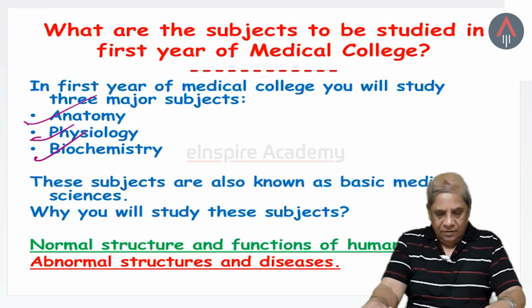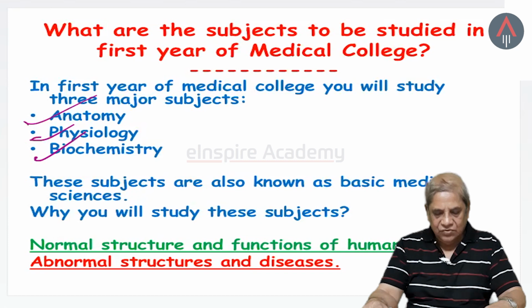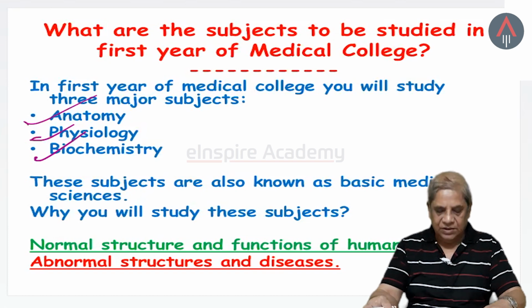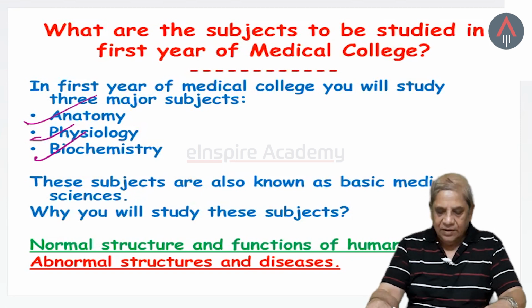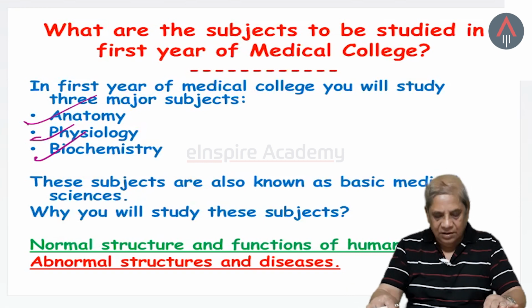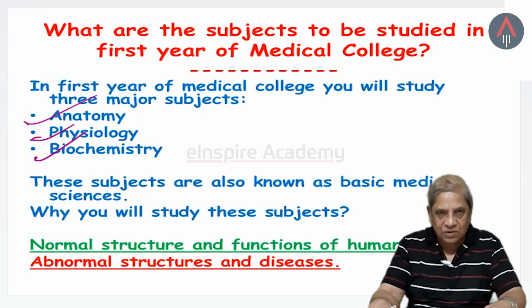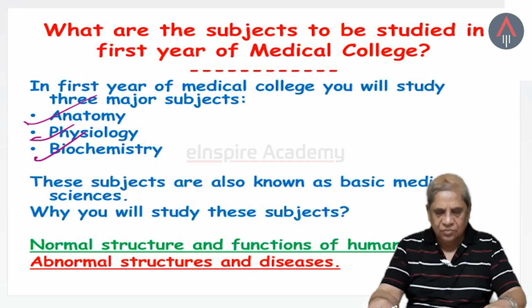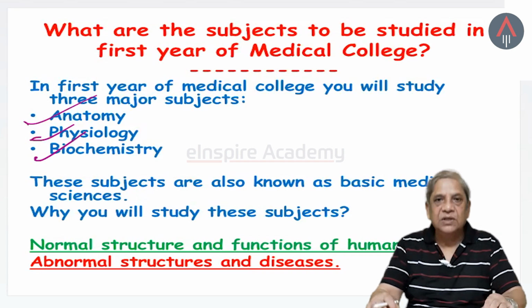Now, the question will arise in your mind: why should we learn all these three subjects? Since anatomy deals with the normal structure, and physiology and biochemistry deal with the functions of the human body, it is very important to learn them. You should learn what the structure of the human body is and what the functions of the various parts of the human body are. Without learning this normal structure and normal function of the human body, it will not be possible for you to understand what the abnormality in the structure is.